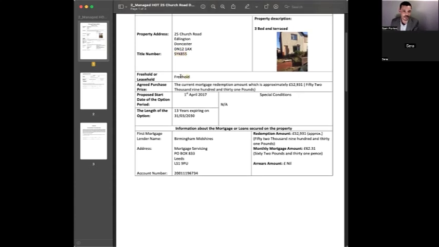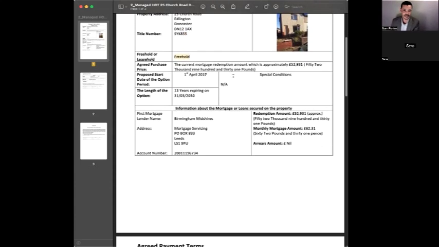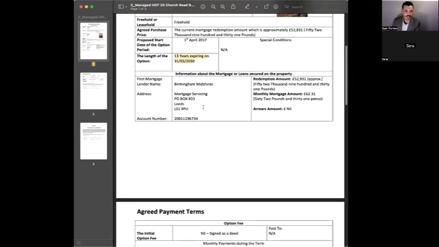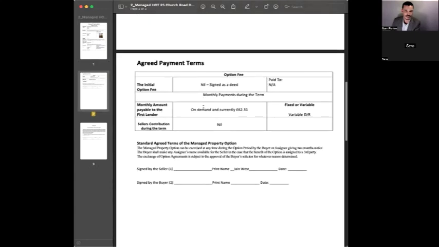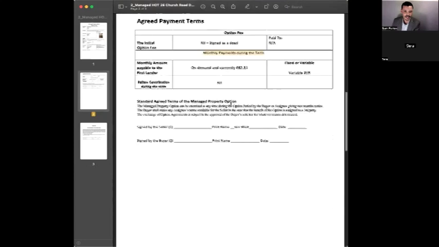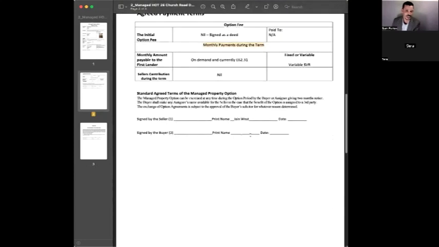And then the type of property is freehold, and you can see the price here is 52,931. There were no special conditions applied. It was 2017, and you have 13 years to complete the deal, and then you have more information here, and then the terms, the monthly payments, the monthly fee, and then the signature here, so I have to sign this. Yes, Sarah.